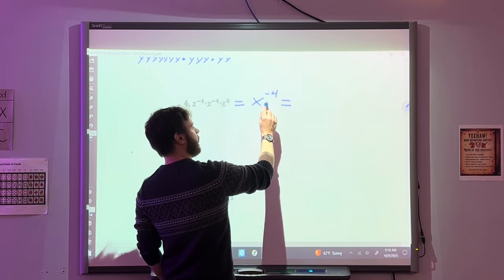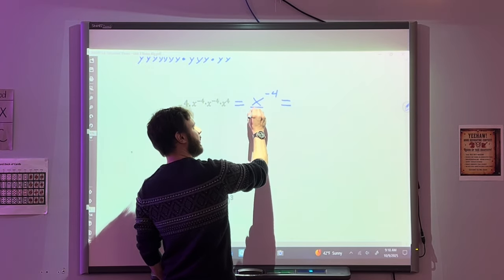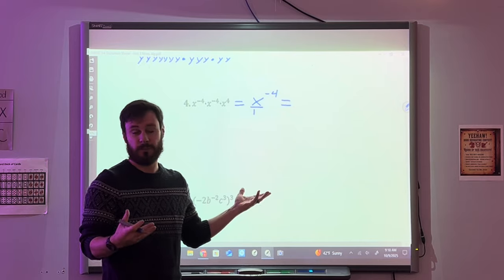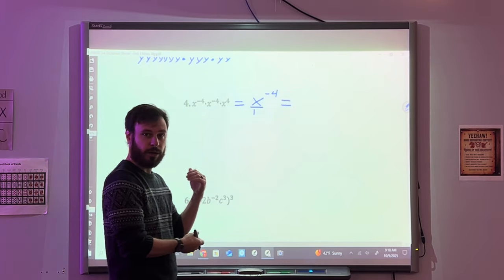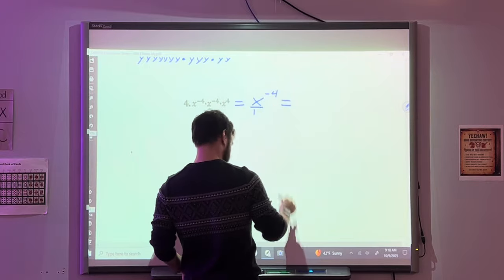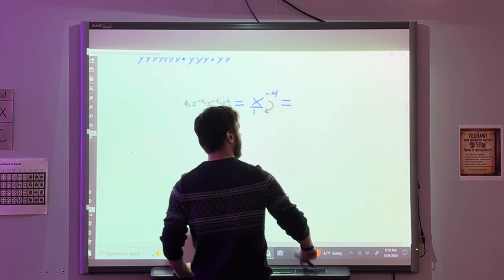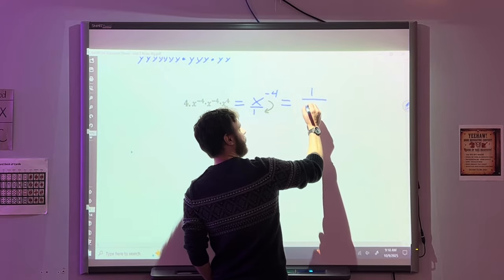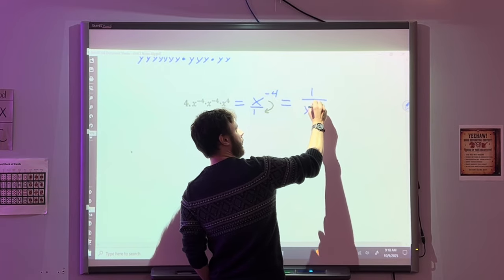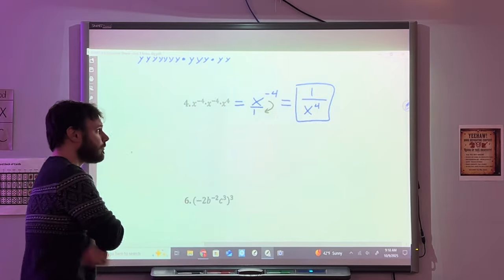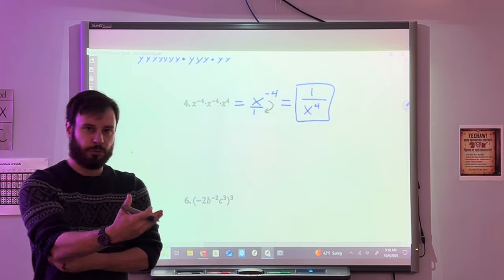So how do I make this go to the bottom? Well, even with exponents, if x is a whole number or a constant, it has a 1 underneath it. So we're going to make it go underneath, and it's going to become positive. In its place, a placeholder of 1. Okay. But why? Why does this rule work?